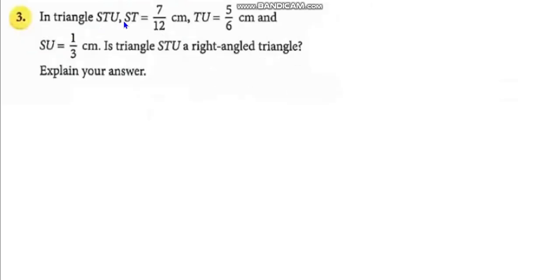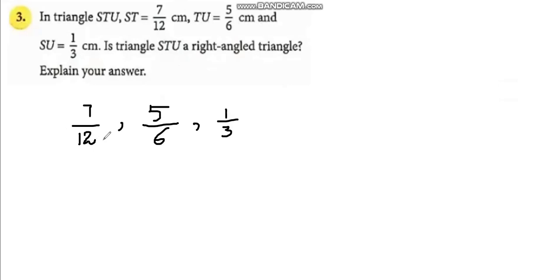In the triangle STU, ST is 7/12 centimeter, TU is 5/6 centimeter, and SU is 1/3 centimeter. We have to decide whether the triangle is a right angle triangle or not. So definitely we will apply the same strategy, but here we are given fractions. First of all, we have to have the same denominator to decide which two dimensions are less than the third dimension. So let's make the denominator the same.